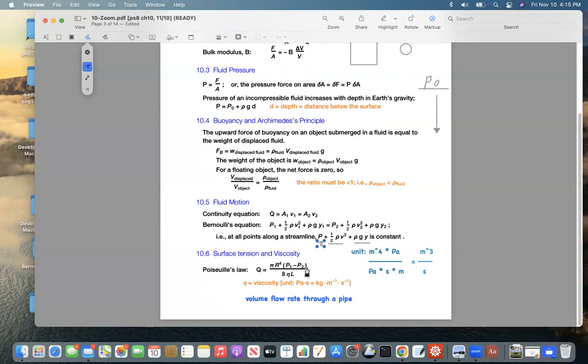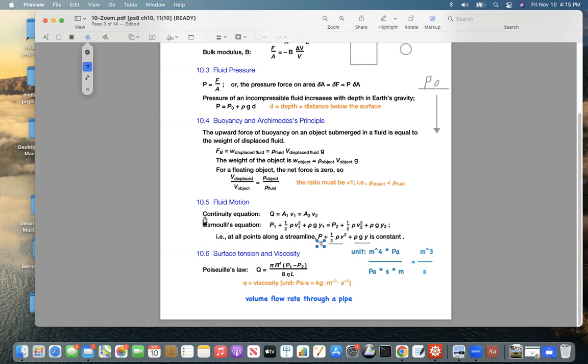And then there's a material property, which is a constant. At least it's a constant for whatever material you're talking about. It may be different for different materials. Some materials may have higher viscosity, some materials may have lower viscosity, but for any given material, there's a value of viscosity called eta.